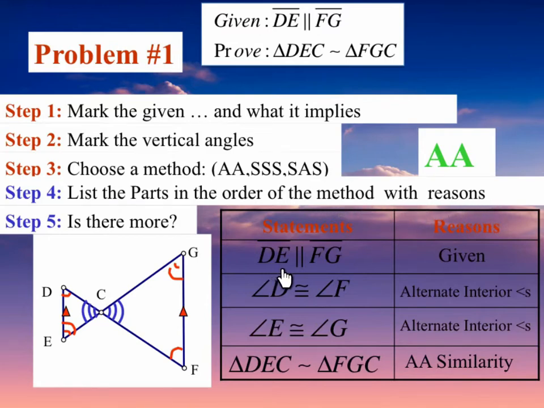So now this is what's given to us. DE is parallel to FG. We want to start with that. Then we know that since they have parallel sides, angle D is congruent to angle F by alternate interior angles. Angle E is congruent to angle G by alternate interior angles. And now that we've proven that 2 angles are congruent to each other from both triangles, by angle, these 2 triangles are similar to each other.